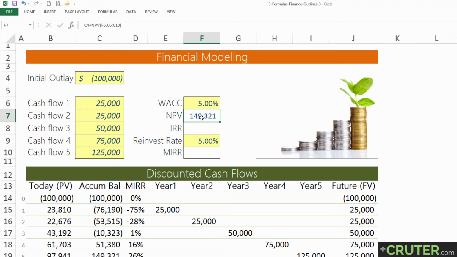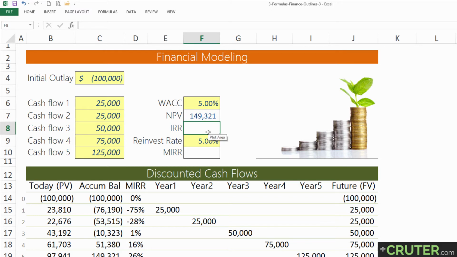Since it's positive, by definition, this means it's adding value to the firm. And it's adding value by about $150,000. But you'll probably be asking yourself, what is the rate of return that it's adding value? What's that percentage? I know it's greater than the 5% of my cost, but what is that percentage? And that's where the IRR comes into play.